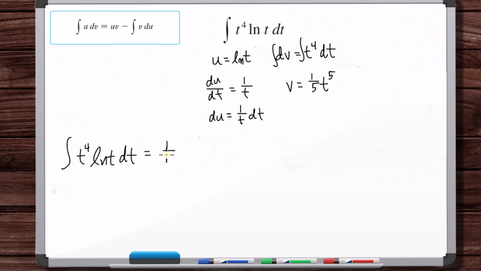All right, so uv minus the integral of v du.